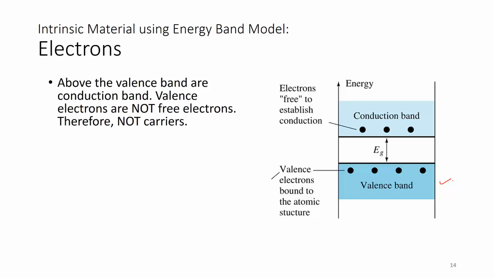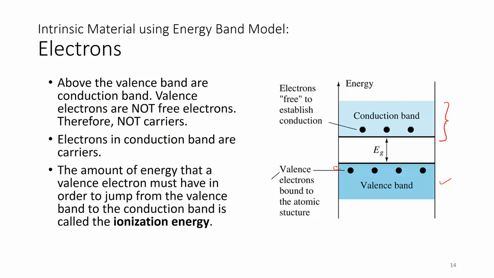So above the valence band is what you call the conduction band. This was not shown just now. I can't find my pen. Alright, there it is. Okay, so this is the conduction band. So valence electrons, which are electrons in the valence band, are not free electrons, therefore not carriers. But electrons in the conduction band are carriers. These are carriers here. So the amount of energy that a valence electron must have in order to jump from the valence band to the conduction band is called the ionization energy.